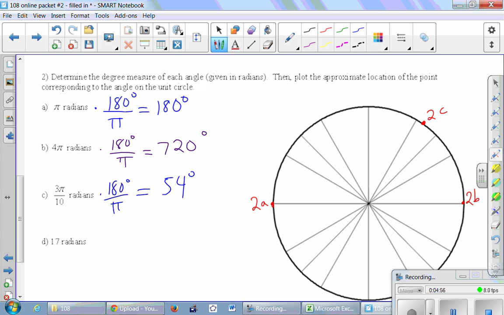Okay, and then finally 17 radians, which is a very big angle. Multiply by 180 over pi. And here we don't really get anything nice, so I'll just go right to the calculator. About 974 degrees.